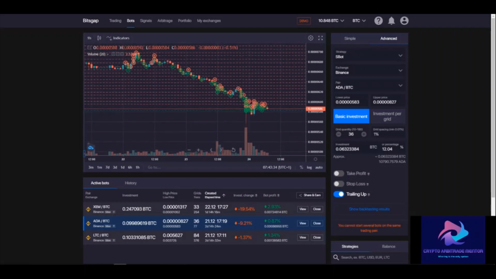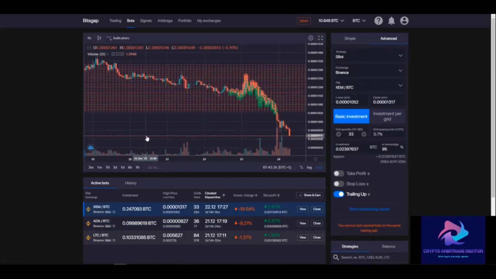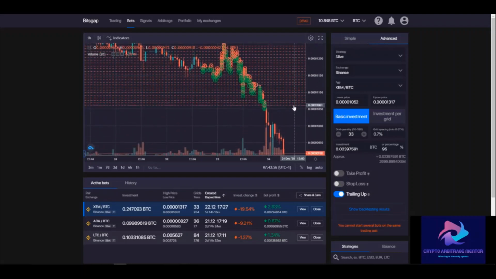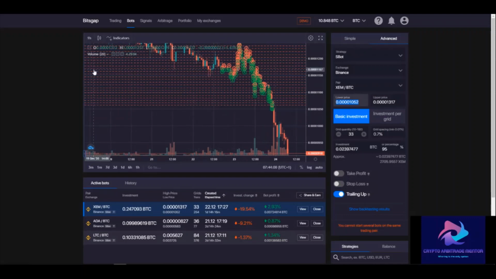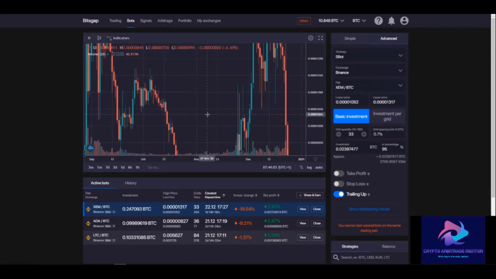Okay, and you can see here that XEM BTC is now under our grid, so we have bought all the possible coins, and now we have to wait for the coin to go back into our grid to start selling at my lower price, that is this one here, here and here. Now we can see in one day what is happening.